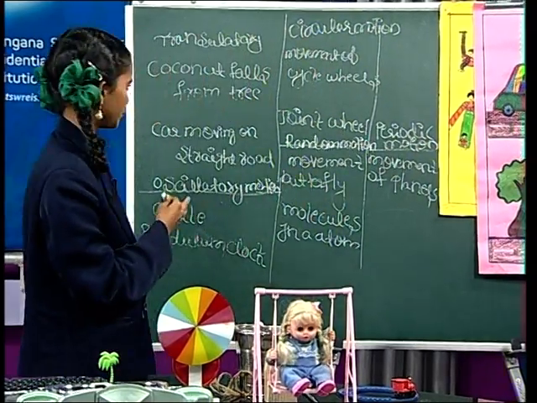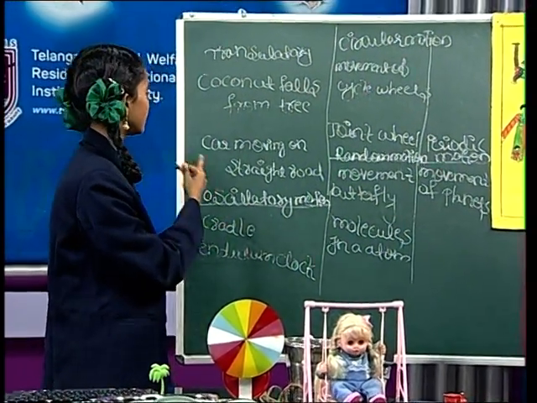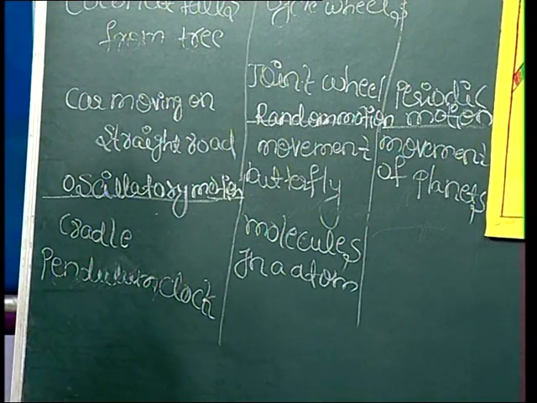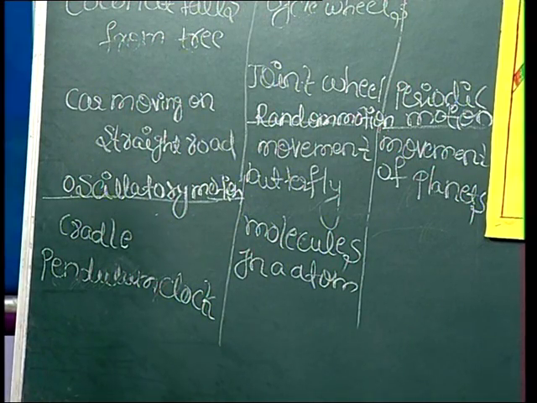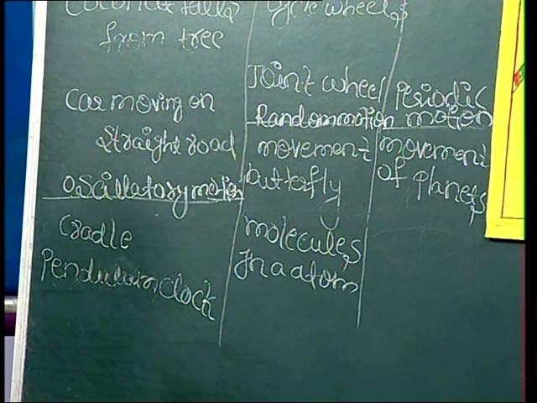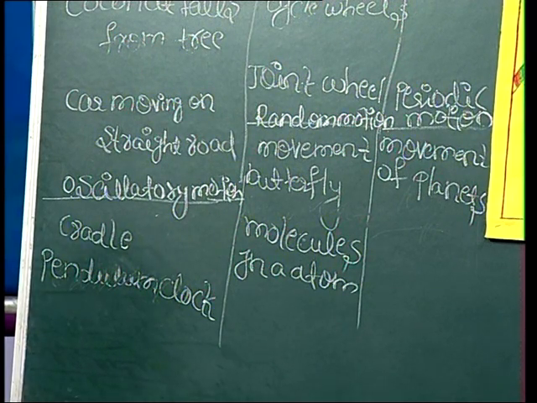So these are the motions we learn: translatory motion, oscillatory motion, circular motion, and what else? Random motion, periodic motion. These are the motions we have written on the board. So we have these many types of motion.